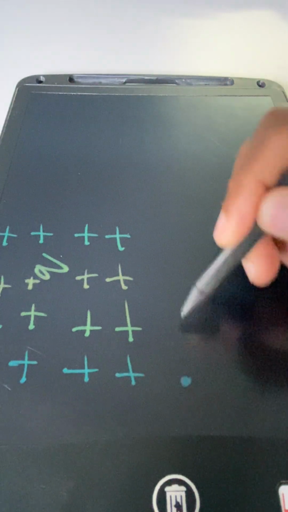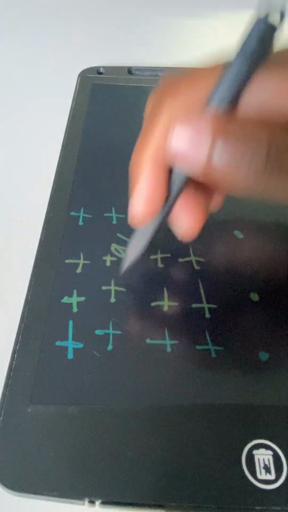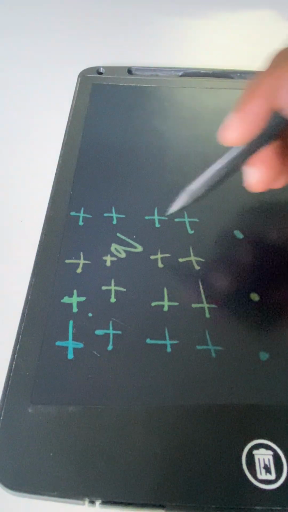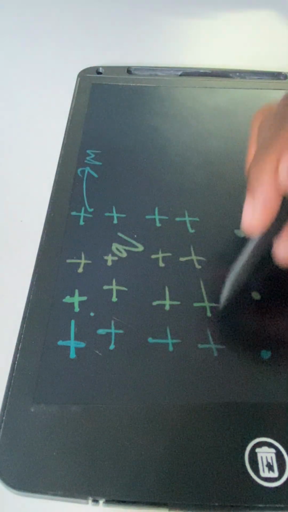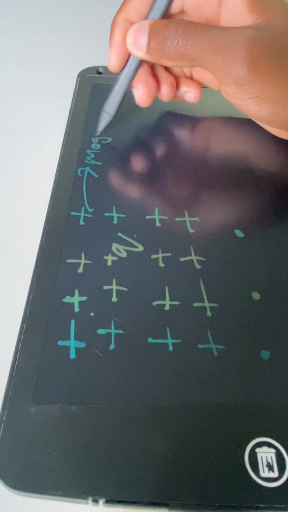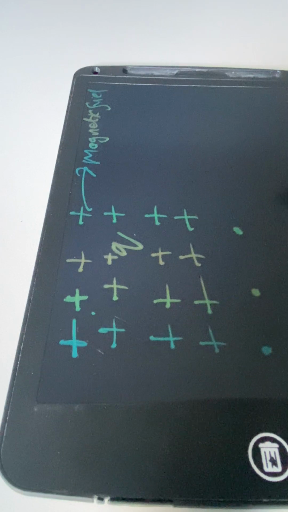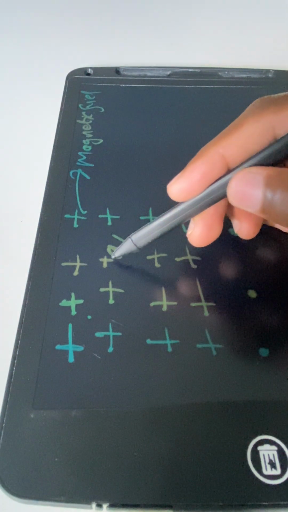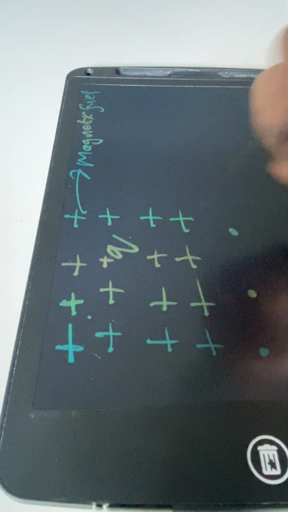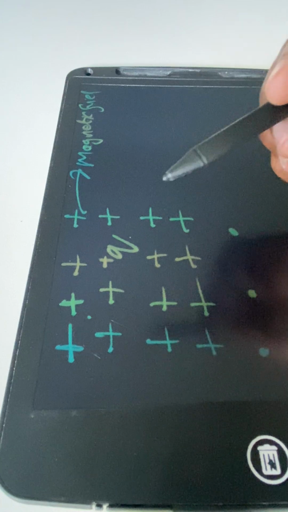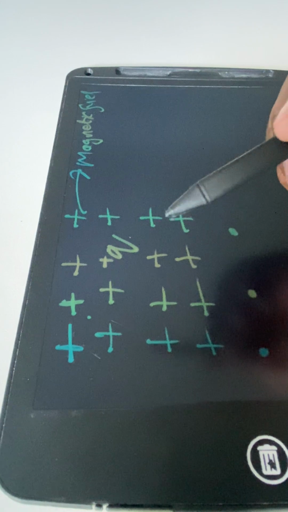Remember, if it's a dot, it means they move out of the plane. But since I have these crosses, they are moving into the plane, right? And these represent the magnetic field. This entire region is the magnetic field region. So now we want to see what is going to be the motion of this charge when it's exposed to an external magnetic field. How is it going to move?